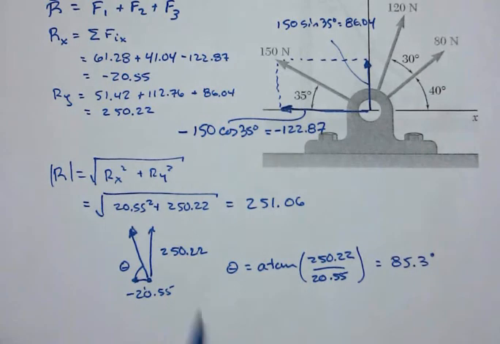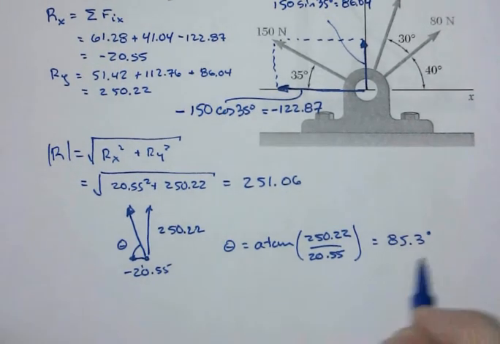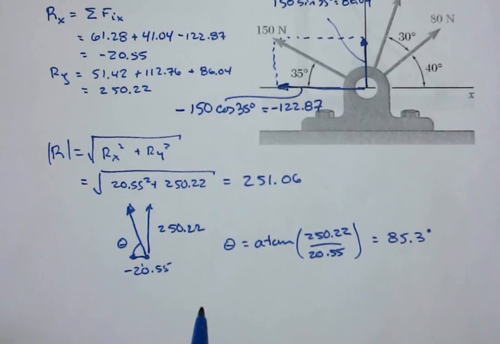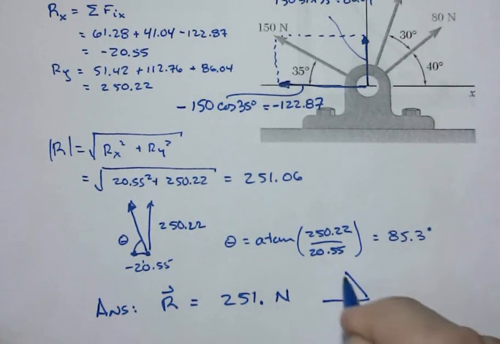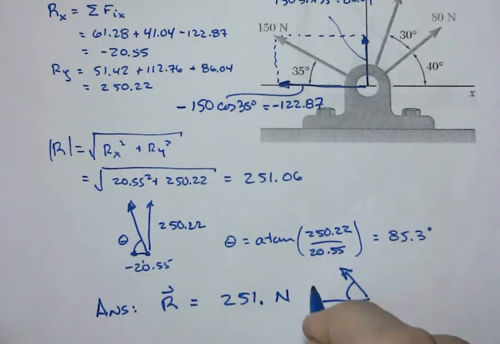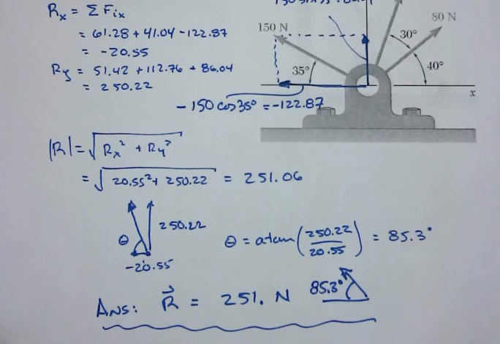Makes sense because we have a very large angle, close to 90, and where the vertical component is much, much larger than the horizontal component, I should have that angle getting close to 90 degrees, but less than. And then as my final answer, my resultant force will equal 251 newtons, and then it has a reference from the negative x-axis of 85.3 degrees. And there's your answer for item number 1.